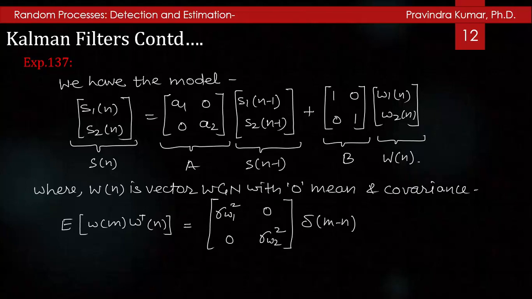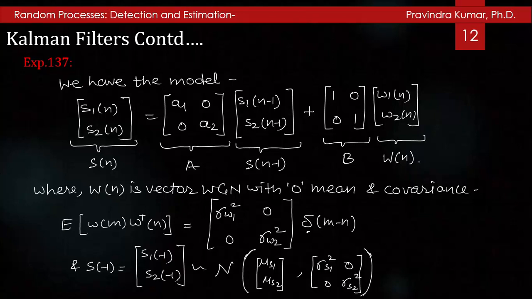Here omega n is a vector white Gaussian noise with mean 0, and the covariance, expected value of omega m omega transpose n, is sigma omega 1 square 0, 0 sigma omega 2 square, into delta m minus n. And S minus 1 is S1 minus 1, S2 minus 1, a normal random process, with mean mu S1, mu S2, and covariance sigma S1 square 0, 0 sigma S2 square.